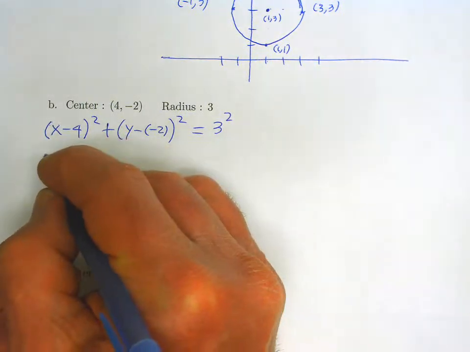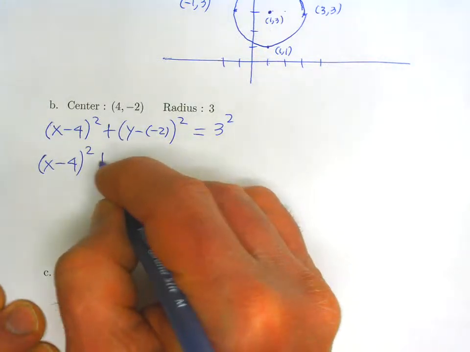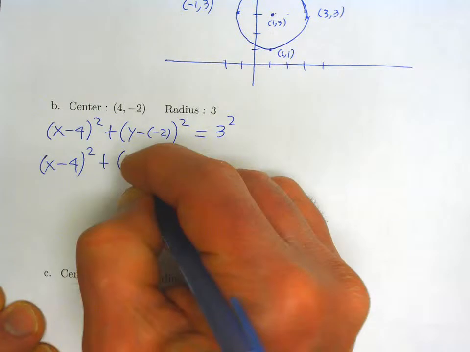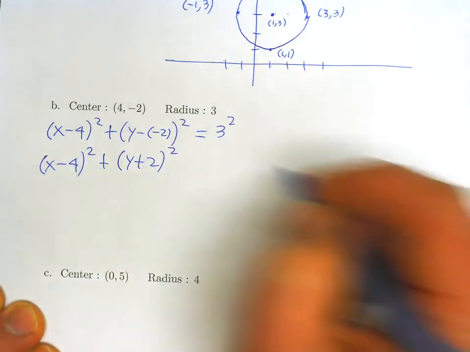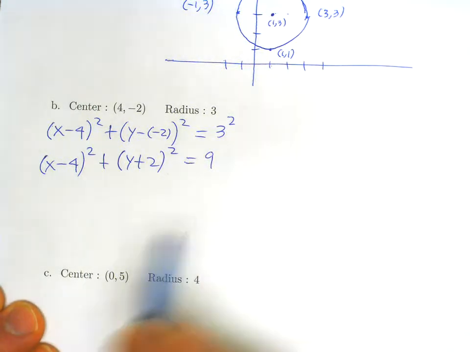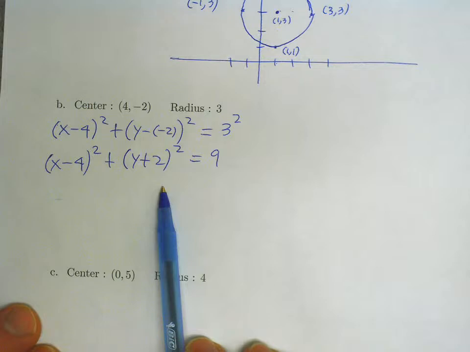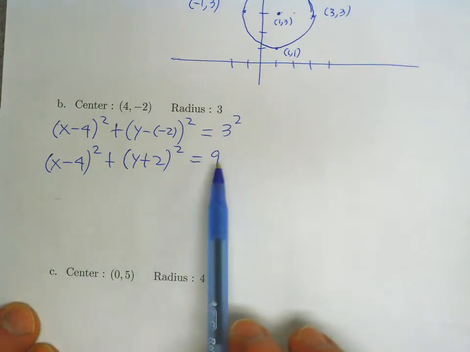(x minus 4) quantity squared is already as simplified as it can be. And then y minus negative 2 is equivalent to y plus 2. So we square that quantity. And then 3 squared is 9. Okay, so this is the standard equation of the circle centered at (4, negative 2) with radius 3.